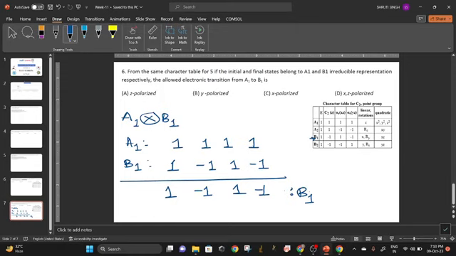Now we have got this B1. Now B1 is associated with which polarization? We have to see the linear terms, the first-degree terms like x, y, and z. So it is associated with x. x transforms according to B1. So the answer to this question is x polarized. This is the correct answer. You get it now?